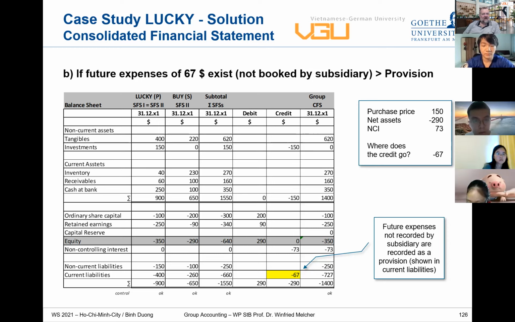I mean, from another row named provision. Ah, yes, of course. You can put in as many rows as you like. That is your creative possibility of setting up financial statements. Yes, you could do that. But in the end, it would not change the total of the liabilities, would it? Yes, okay.